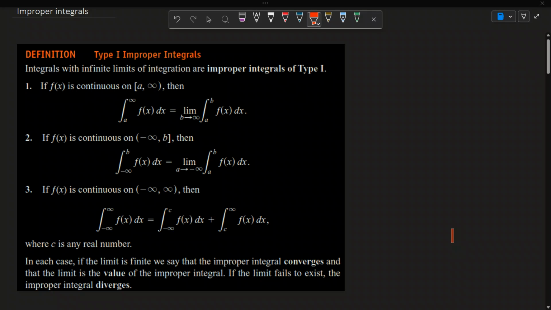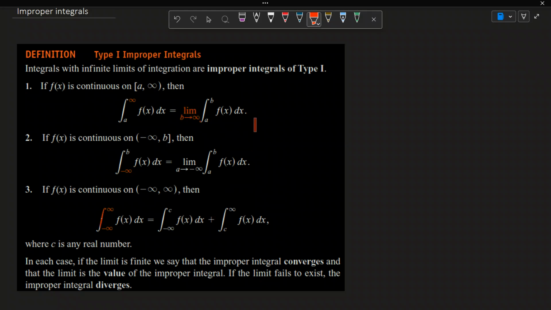Improper integrals. Type 1 improper integral is an integral where we have infinity at the upper limit, lower limit of the integral, or both limits. If the function f is continuous over a and infinity, the value of the improper integral, if it converges, is equal to the limit of integral a to b f of x dx when b approaches infinity. So it's defined by a limit.